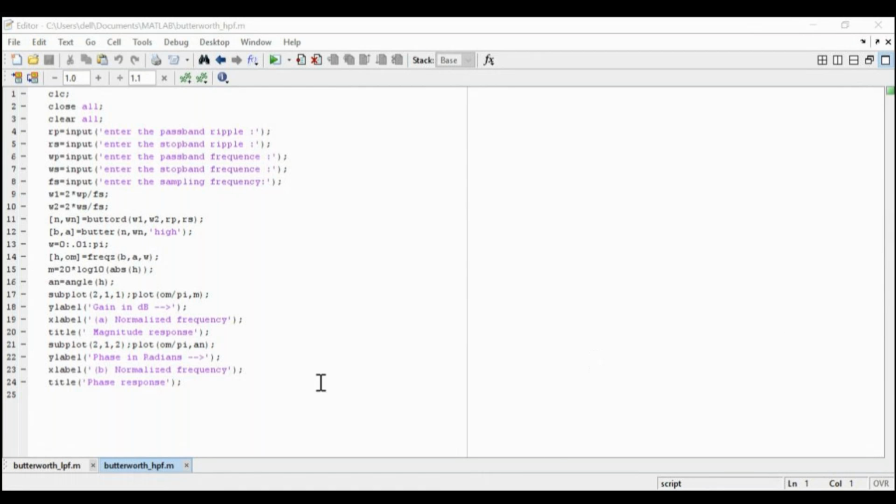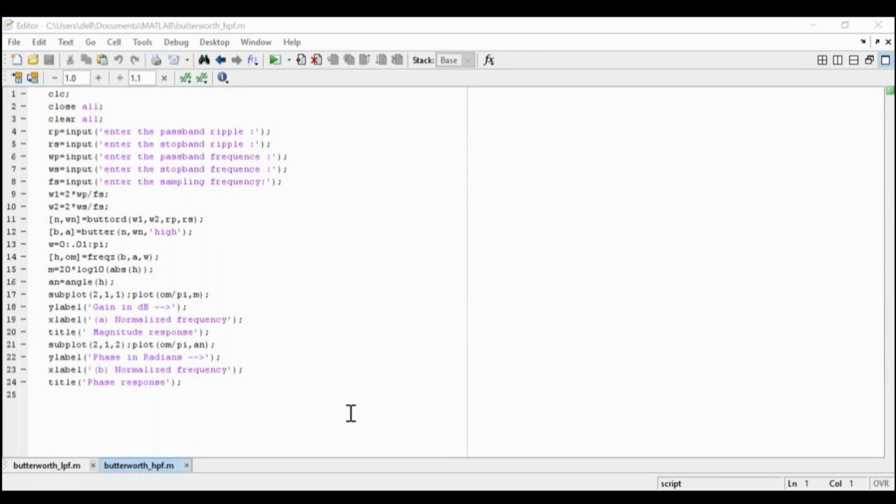B comma A is equal to butter of n comma omega n comma high. In the place of the low pass filter command, we have used butter of n comma omega n. The only change is butter of n comma omega n comma high. That is it. Whatever logic I explained, the remaining things are the same.